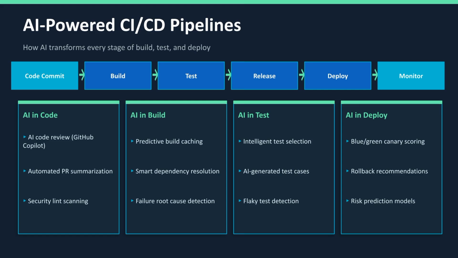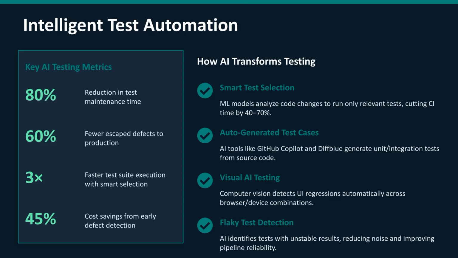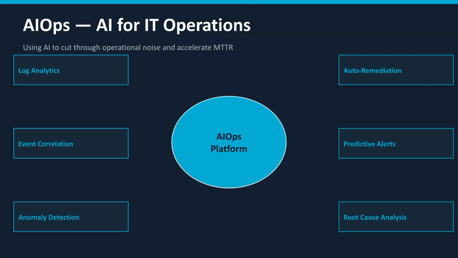This includes AI-powered code reviews, predictive build caching, intelligent test selection, and deployment automation using risk prediction models and canary scoring. Intelligent test automation delivers impressive metrics, including an 80% reduction in maintenance time and a 60% decrease in escaped defects. AI is crucial for smart test selection, auto-generated cases, visual testing, and flaky test detection.